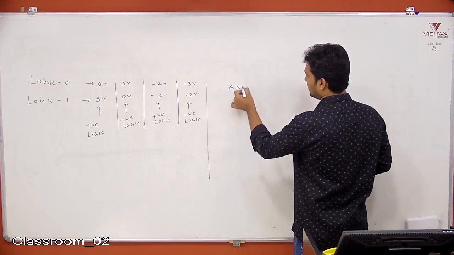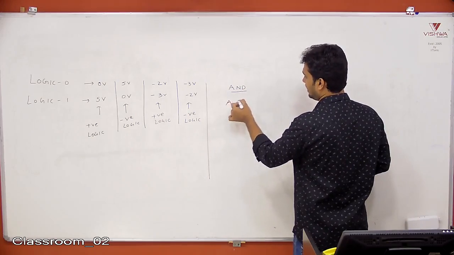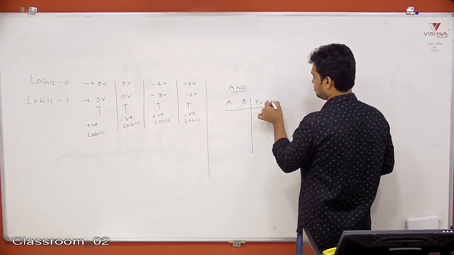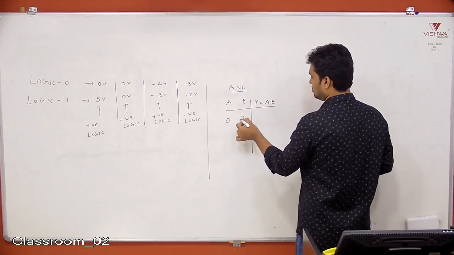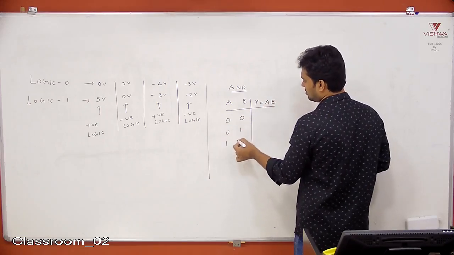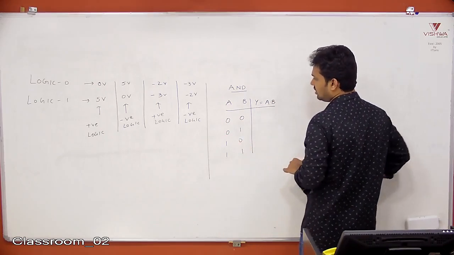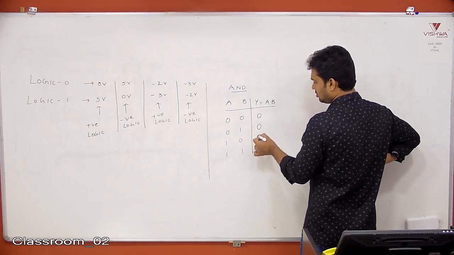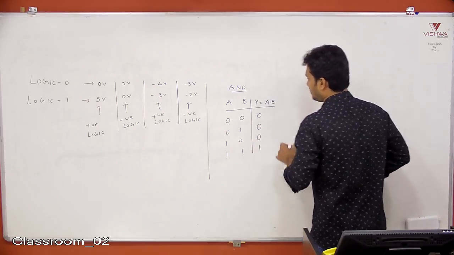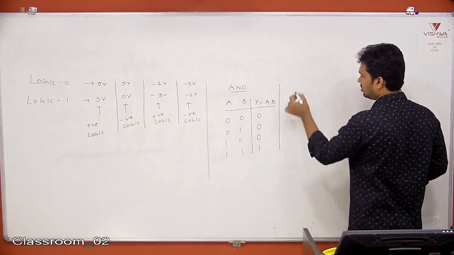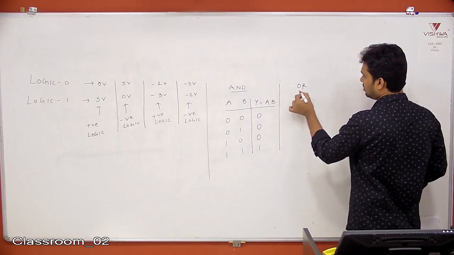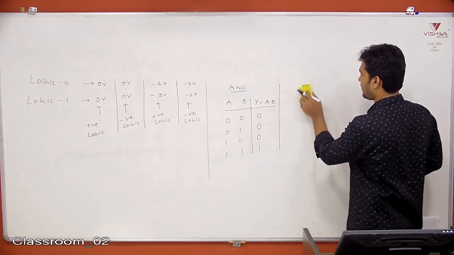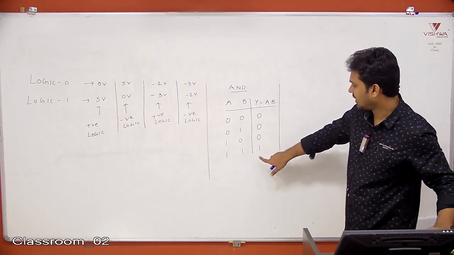You have an AND gate, AND operation. Inputs 0, 0; 0, 1; 1, 0; 1, 1. What is the output of the AND operation? 0, 0, 0 and 1. Right. This is my AND operation.